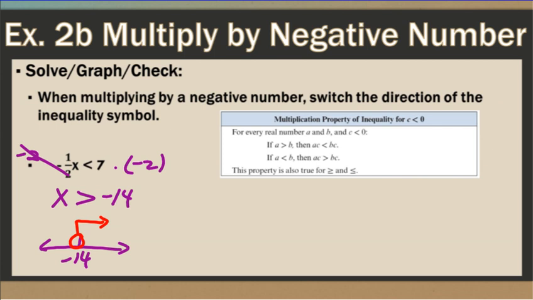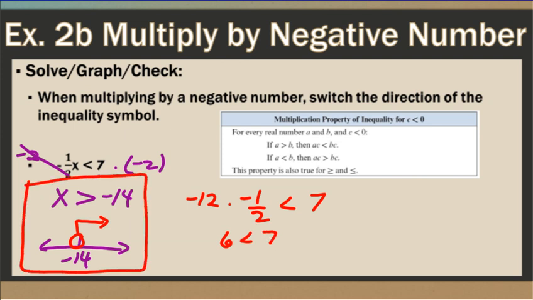Pick a number greater than negative 14. I'll choose negative 12. Negative 12 times negative half has to be less than 7. Negative half of negative 12 is positive 6. 6 is less than 7. Therefore, this would be my answer.